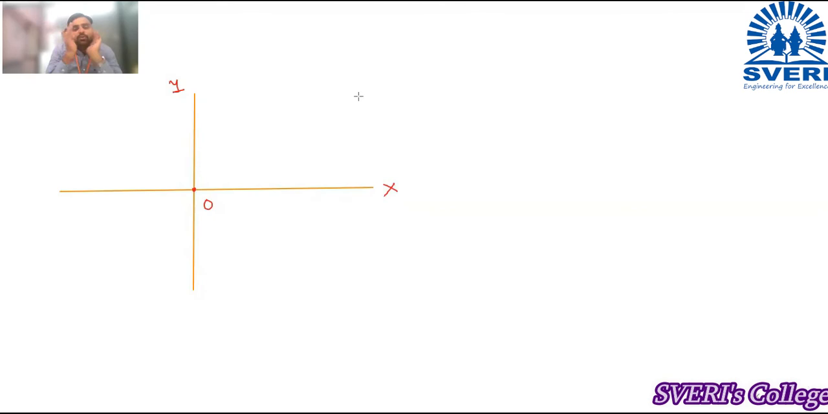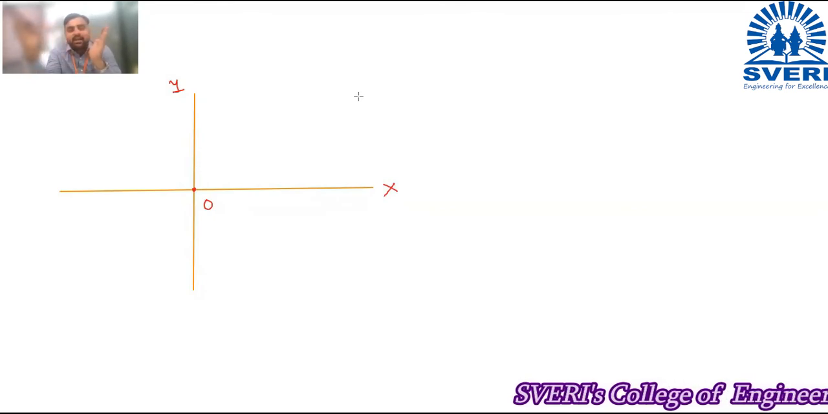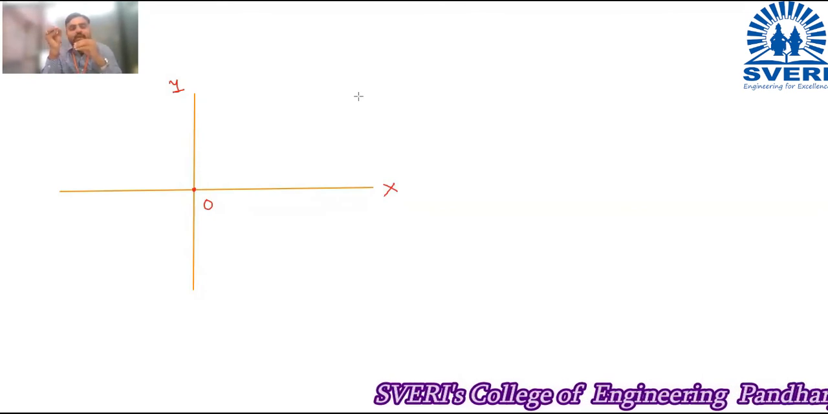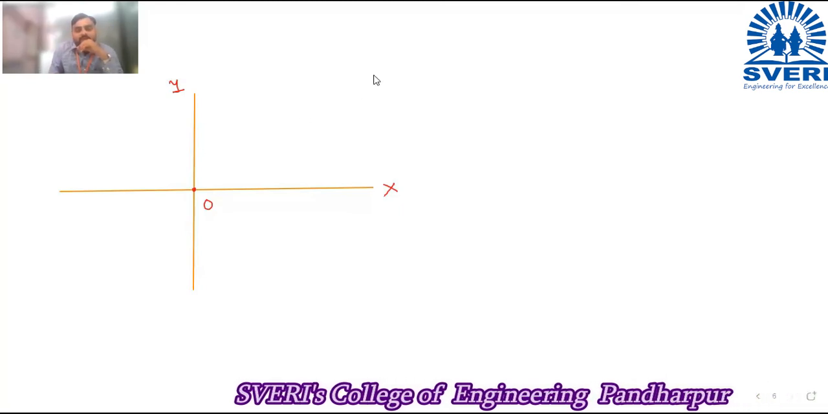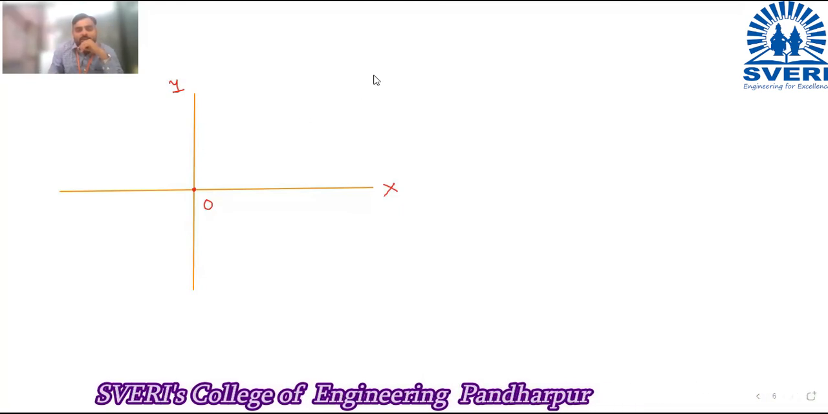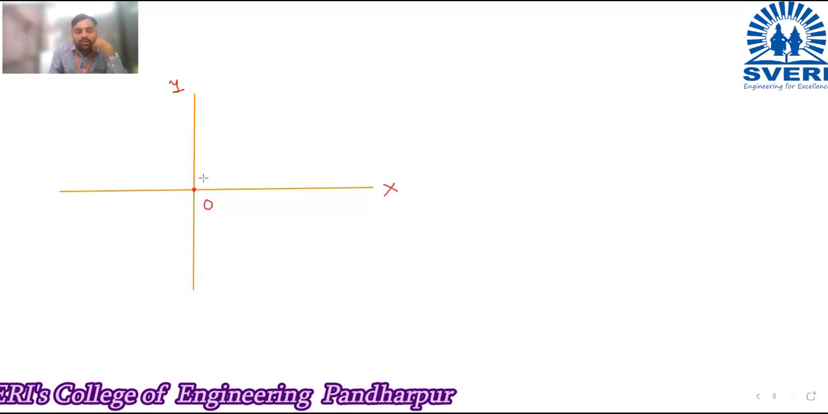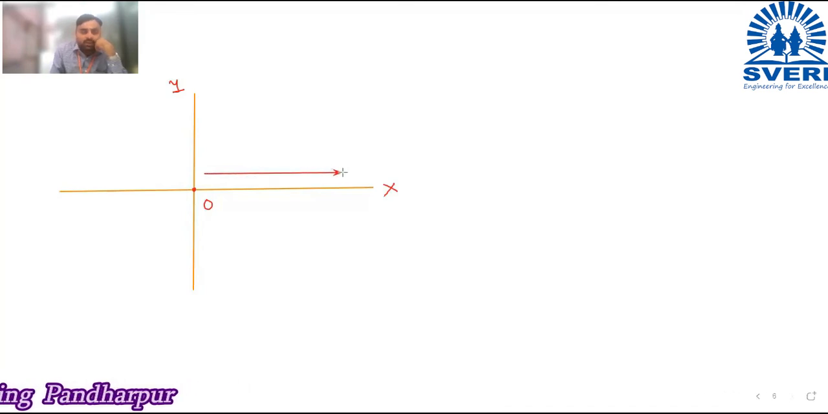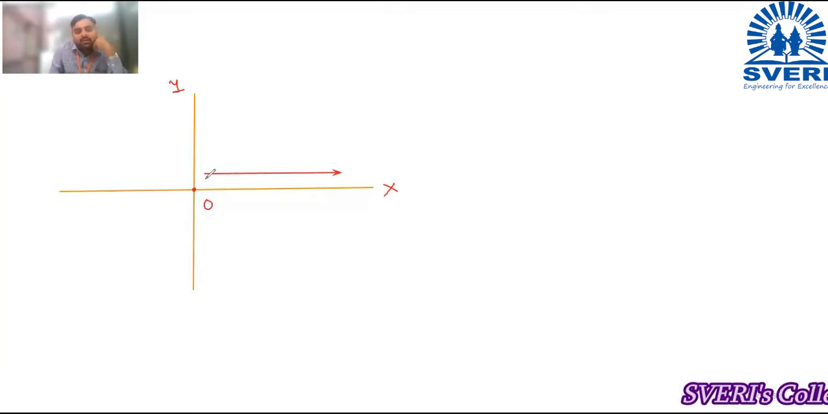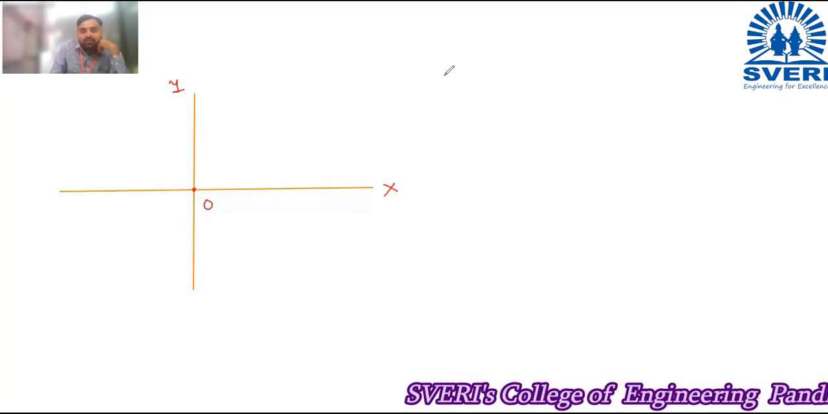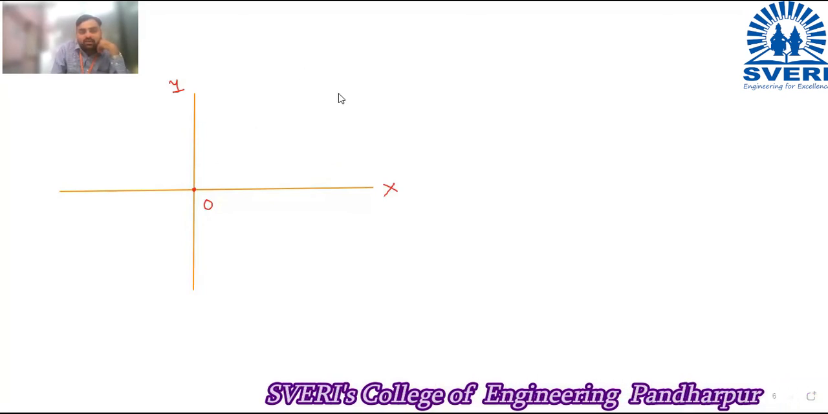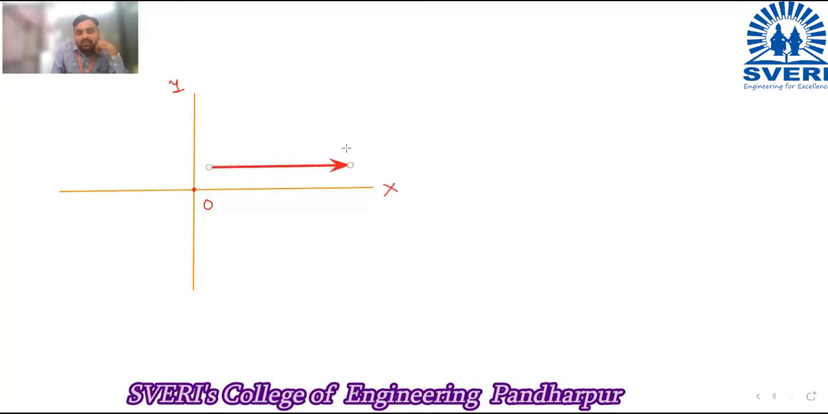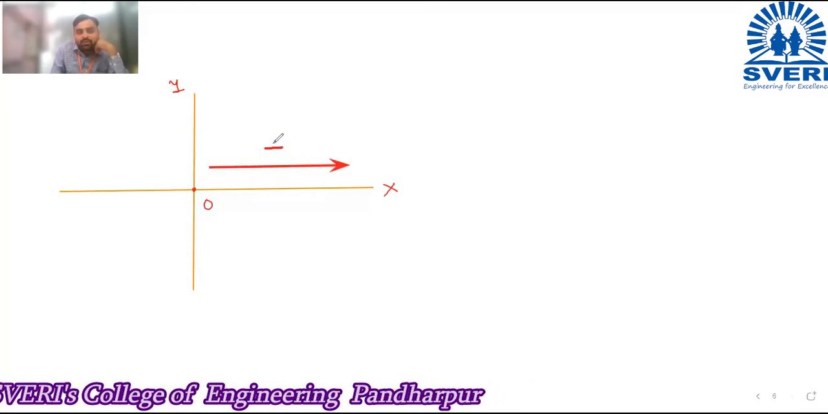Right side. When you move towards the right hand side from the origin, then you will get the positive numbers. So from the origin, if I move towards this side, the right hand side, then the positive numbers are there. So similarly, when the force is moving towards the right hand side like this, then this force is considered as positive.